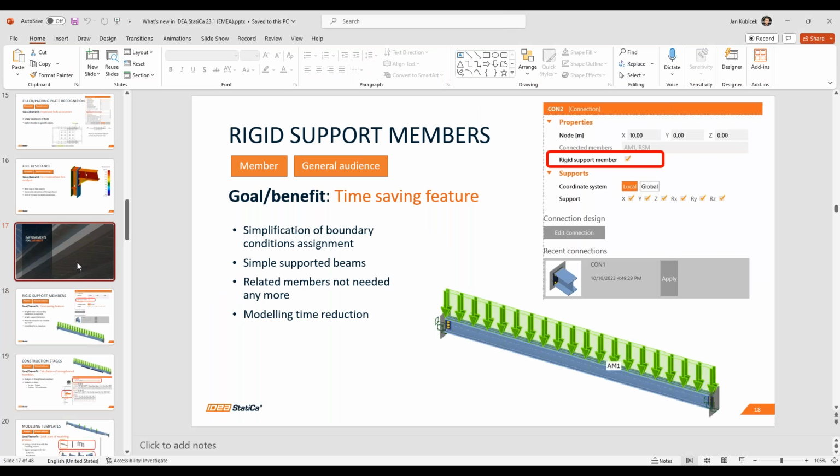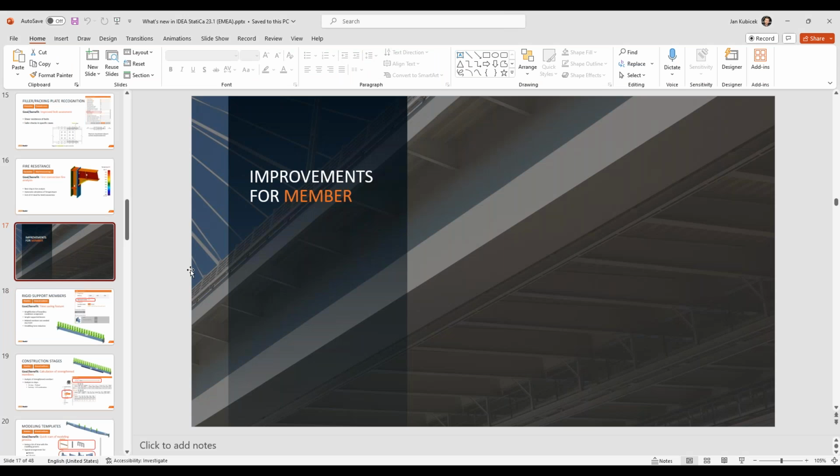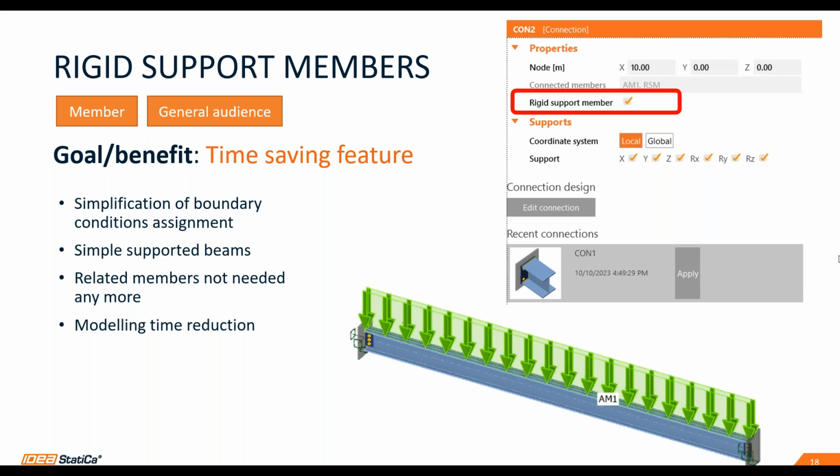And now back to Member app. Quite often, the designers were asking how to build the model in the quickest way, because I need to analyze only one beam or just a very simple structure. And we had the options to assign some support only for the secondary beams, the not analyzed beam. And it was time consuming.